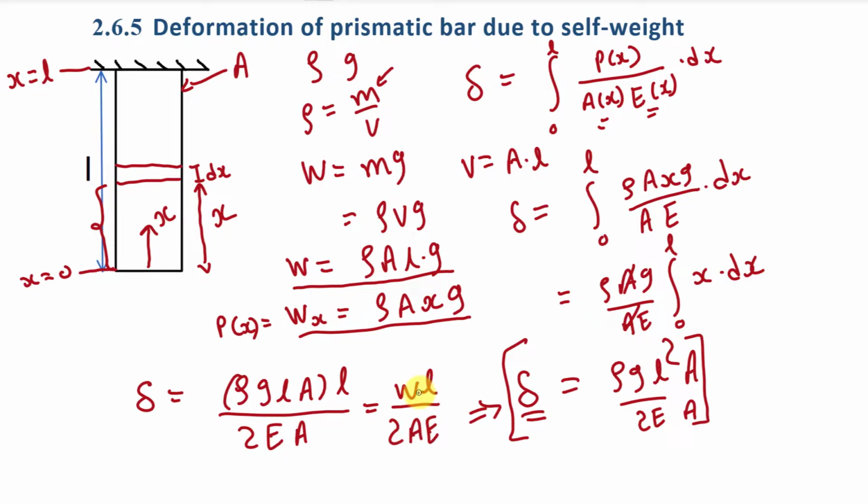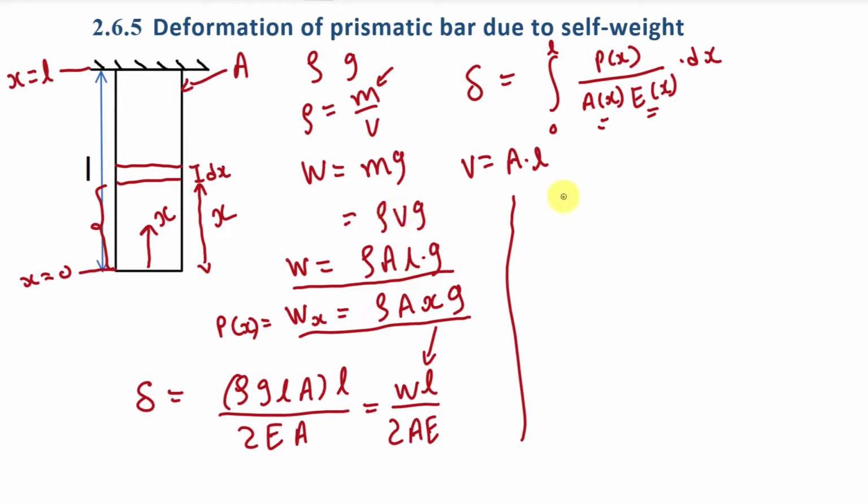So if weight is given, then you can use this formula directly. Here this is the total weight of the body, this is the length of the body, this is the area of the body, and this is Young's modulus. Fine.